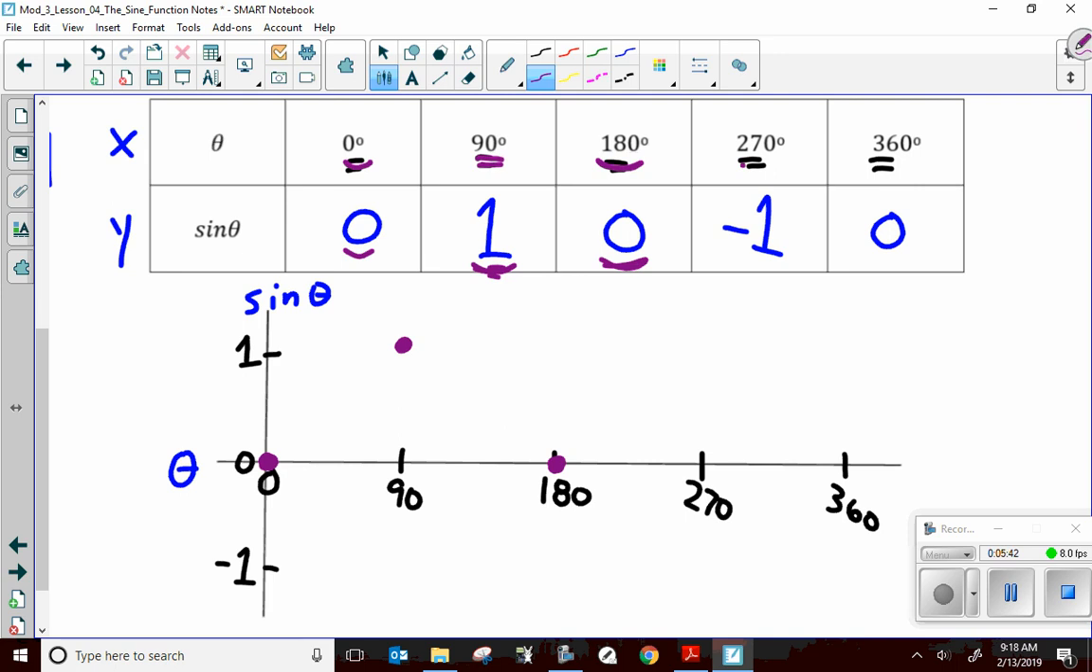Okay. At 270, we go down to -1. That's down here. And at 360, we go back to 0 again. Now, sine and cosine, trig is never a straight line. They are always curves. You heard me mention a few moments ago the sine curve. And when we draw this, we need to draw it as a curve.